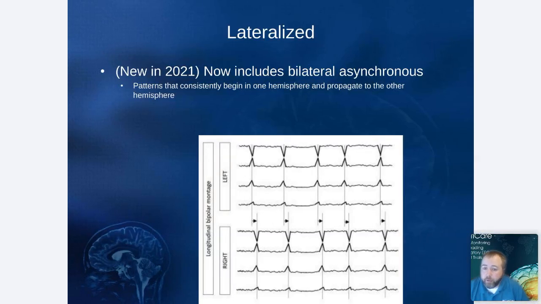New for 2021 is going to include bilateral asynchronous under lateralized. This is going to be a pattern that consistently begins in one hemisphere, but then shifts to the other. If you look at this pattern, you can see the periodic discharges start on the left, and about a second later, they come through on the right. So that's going to be a difference. This is going to be considered the bilateral asynchronous.